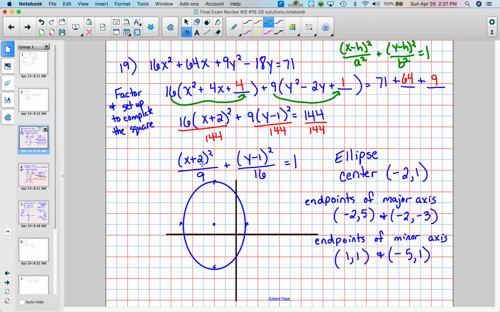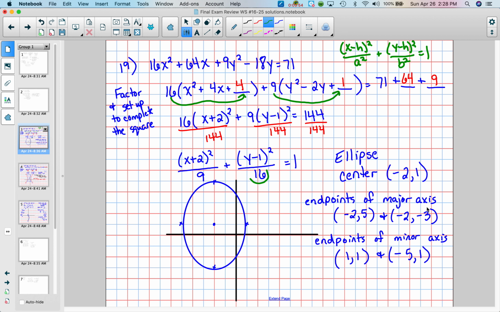The center is negative 2, 1. That's the h and k. So then I can mark the center when I graph it, negative 2, 1. And if you take the square root of 9, you get 3. So that tells you from the center to go 3 to the right and 3 to the left. And if you take the square root of 16, you get 4. So from the center, you go up 4 and down 4. Then you can draw your ellipse.